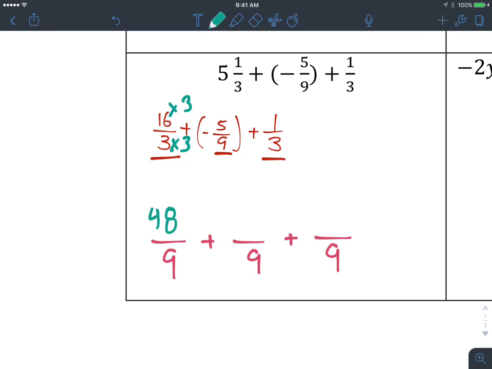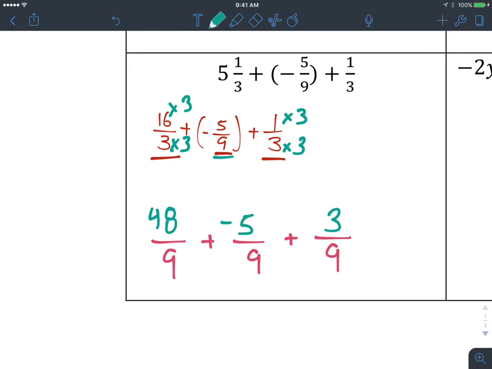Negative 5 over 9, that already has a denominator of 9, so this is still going to stay as negative 5. And then 1 over 3, 3 to get to 9, we multiply by 3 on the bottom, so we'll multiply by 3 on the top, and then this is going to be 3 over 9.